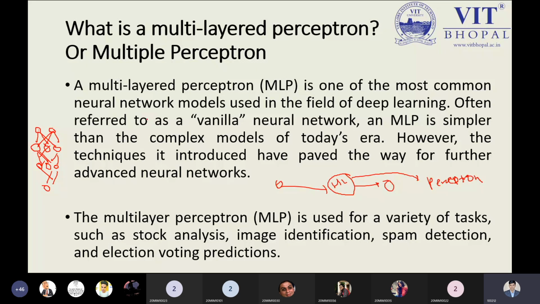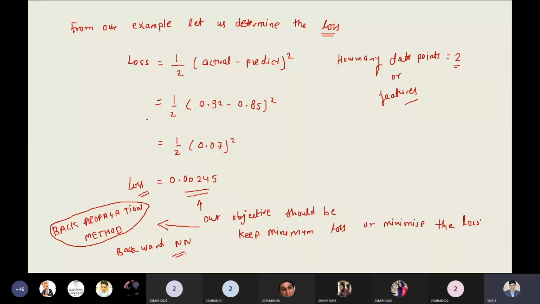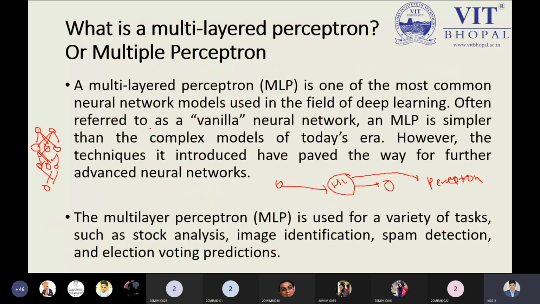Now tell me, the numerical portion is clear so far? Is it clear to all? Yes, sir. Any student who has any doubt in the numerical portion, please ask right now. No doubt, sir. How to calculate the loss and the other things is clear. Okay, that's great. Now it's time to focus on the multi-layer perceptron.